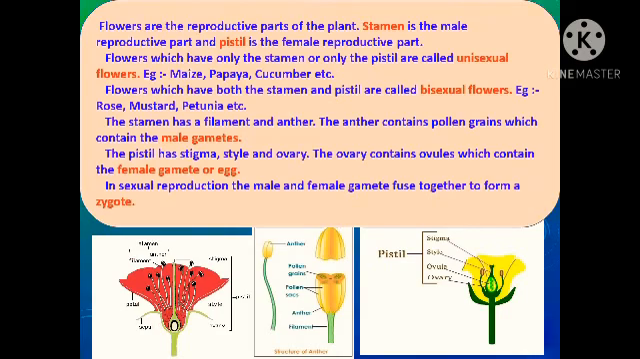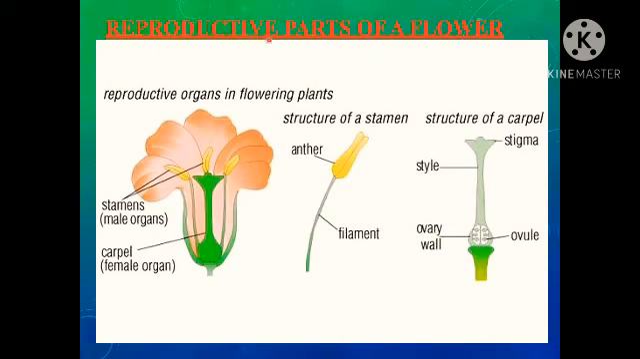Coming to the reproductive parts of a flower, the reproductive organs in the flowering plants are the stamens, the male organs, and the carpel, the female organ. The anther and the filament together are called stamens, and style, stigma, ovary, and ovules are included in the structure of the carpel. You can observe in the diagram the structure of the stamen and the structure of the carpel.